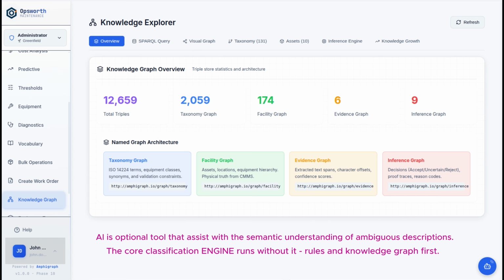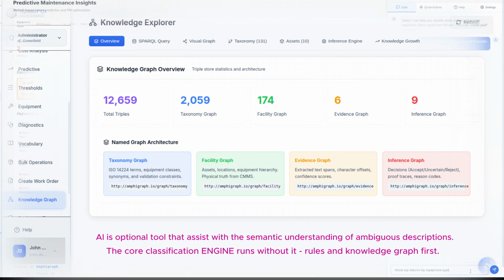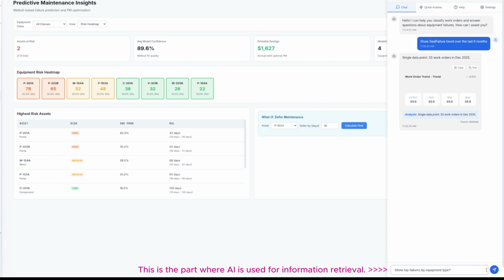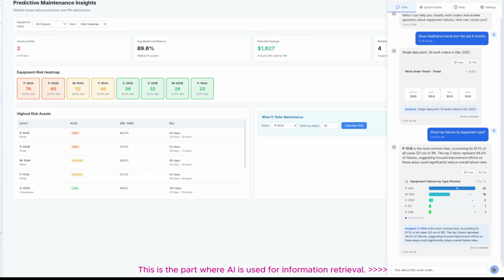Opsworth doesn't replace your maintenance system. It turns every work order into organizational intelligence. Evidence-based classification. Operating context that matters. Predictive insights that protect your assets. Opsworth maintenance. Your knowledge, structured forever.